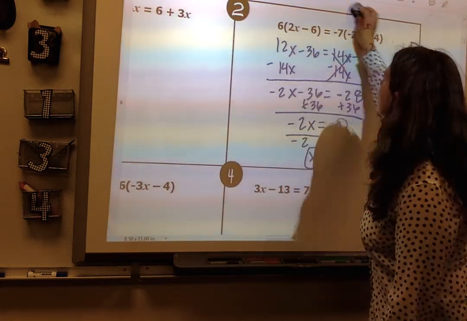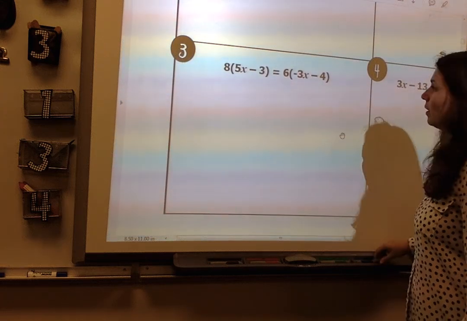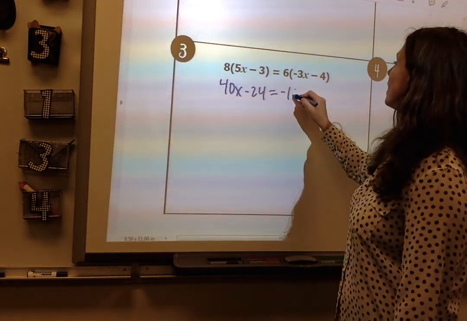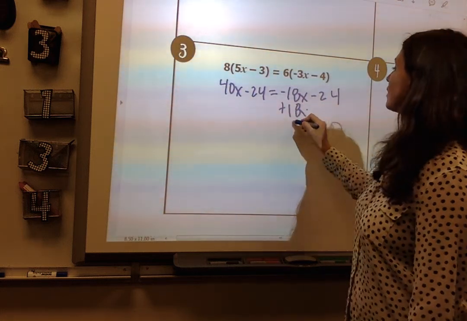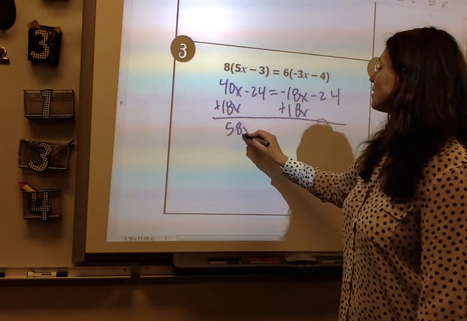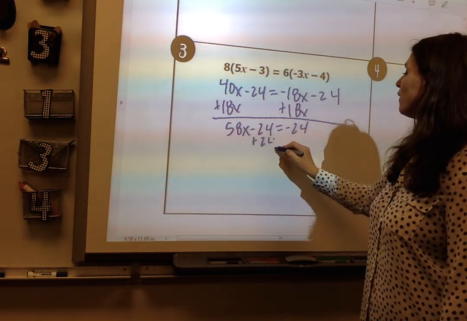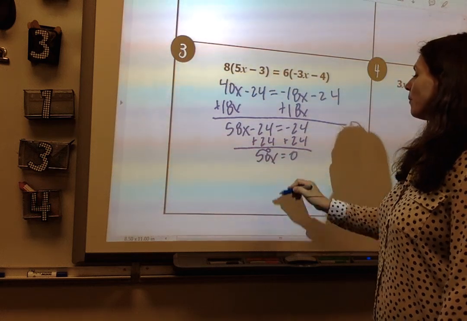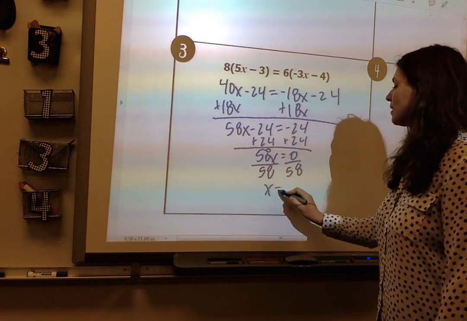All right, so we did 2. Now let's look at 3. When I distribute, I get 40x minus 24 equals negative 18x minus 24. I add 18x to both sides, and I get 58x minus 24 equals negative 24. I add 24 to both sides, and I get 58x equals 0. I divide by 58 on both sides, and x is equal to 0.